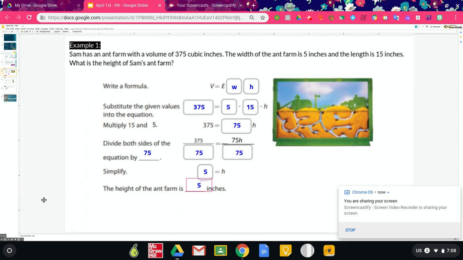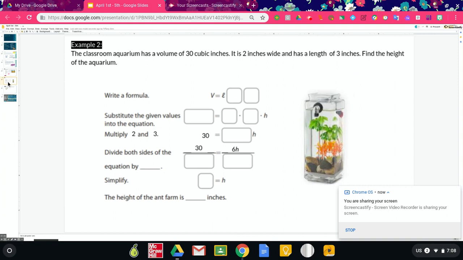And I did that really fast. I've got another example that's really similar to it. On this one, we're talking about a classroom aquarium. It's like a tall and skinny fish tank. The classroom aquarium has a volume of 30 cubic inches. It is 2 inches wide and has a length of 3 inches. Find the height of the aquarium.